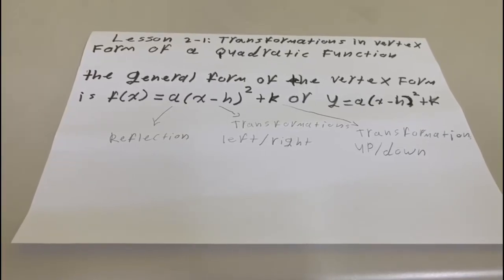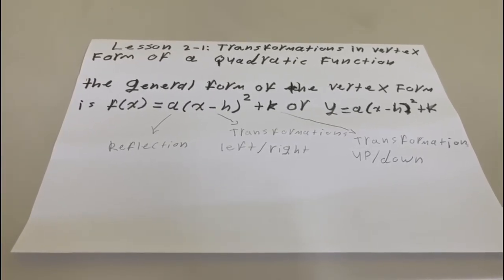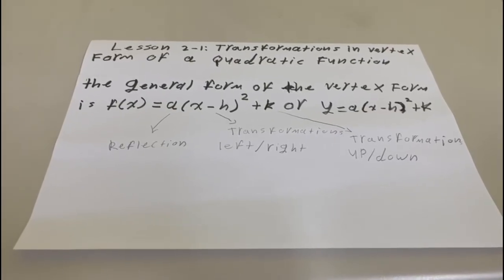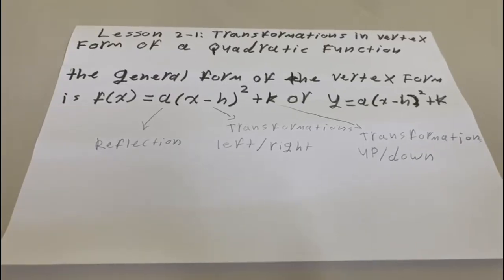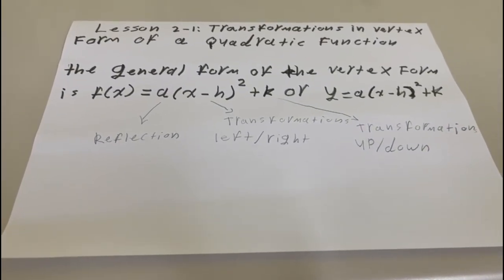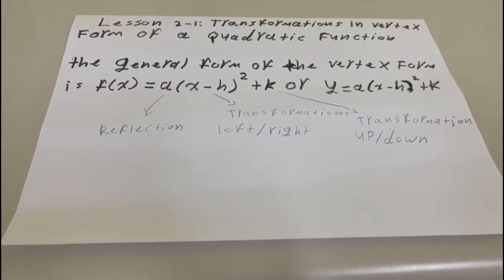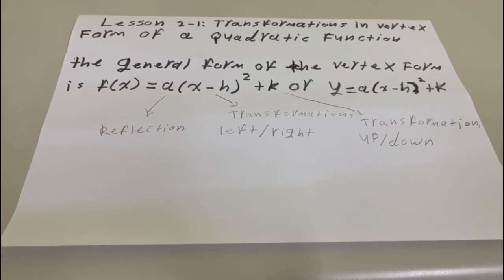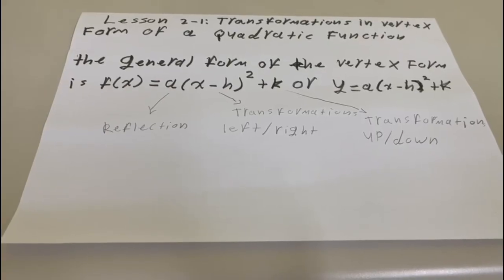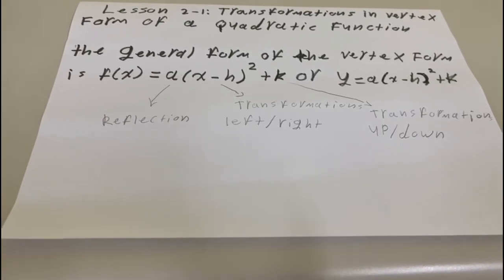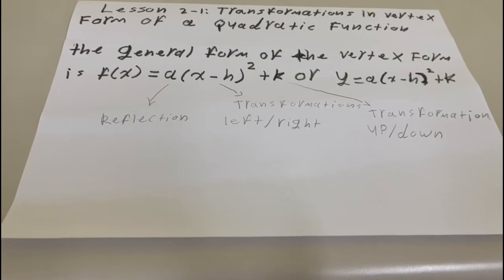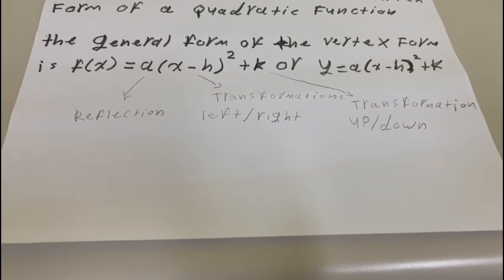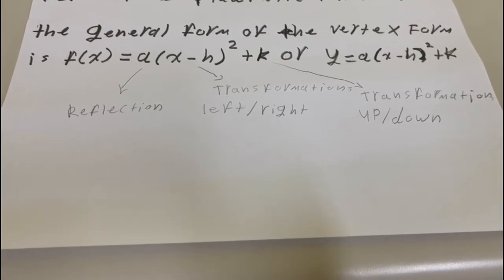Hello everyone, we're going to explain lesson 2.1 in algebra, transformations in vertex form of a quadratic function. The general form of the vertex form is f(x) = a(x - h)^2 + k, or y = a(x - h)^2 + k. Instead of f(x), you can write y. Here we have some rules to graph the vertex form.